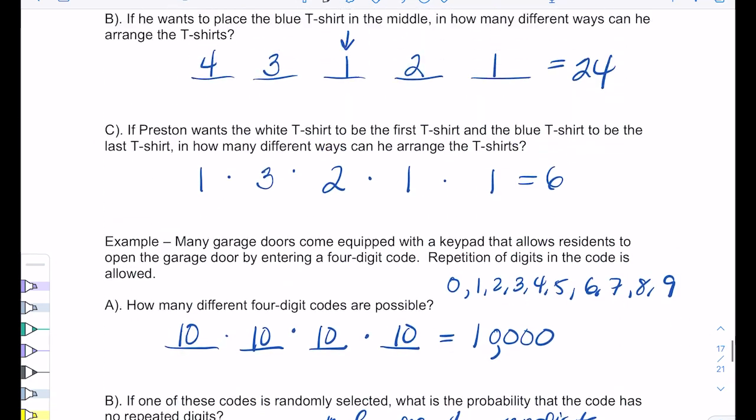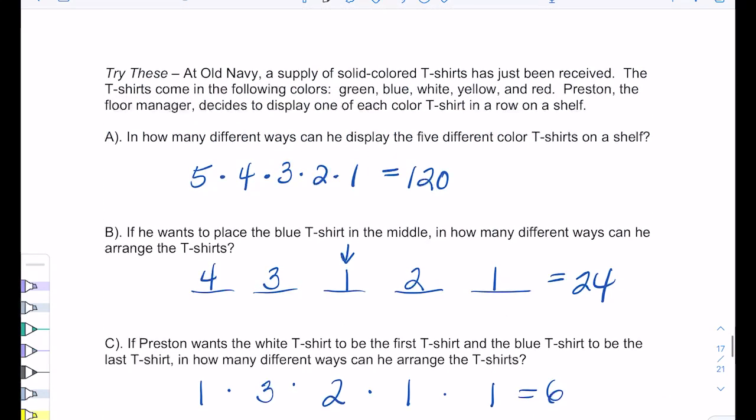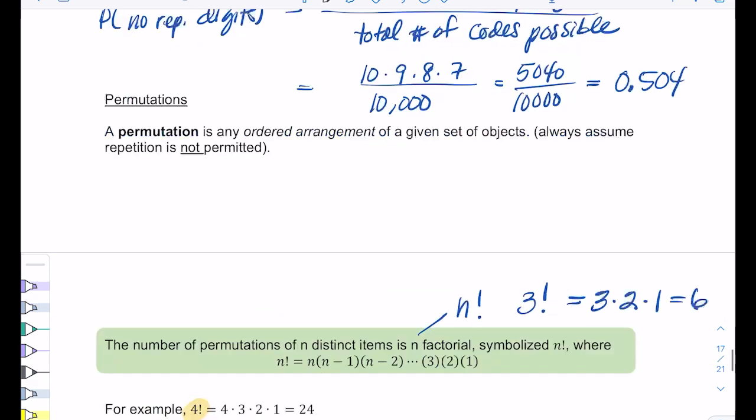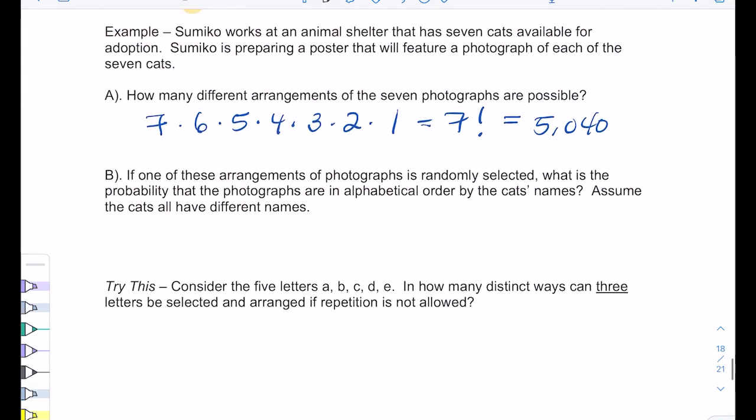We did a problem similar to that, except we didn't call it a factorial. This one right here, 5 times 4 times 3 times 2 times 1, is actually 5 factorial. And how many different ways could Preston, the manager, display the 5 different colored t-shirts on a shelf? There are 5 factorial ways, because the order does not matter yet.